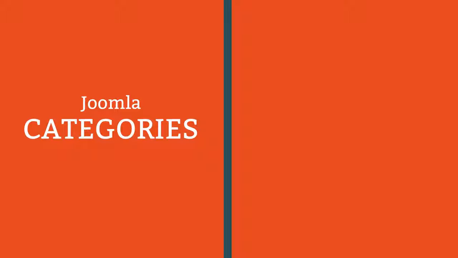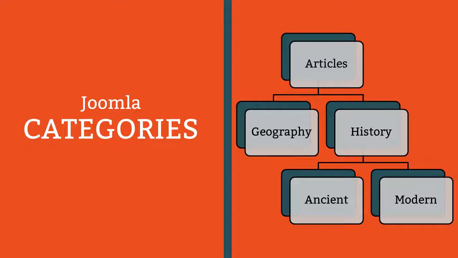When planning your site, it's helpful to create a site map. And in this example, I'll create a simple 3-tier hierarchy. There will be a category called articles. Inside that are two more categories called geography and history. Inside the history category are two more categories, ancient and modern. Articles can be stored in any of these categories, and that's explained in the next lesson.